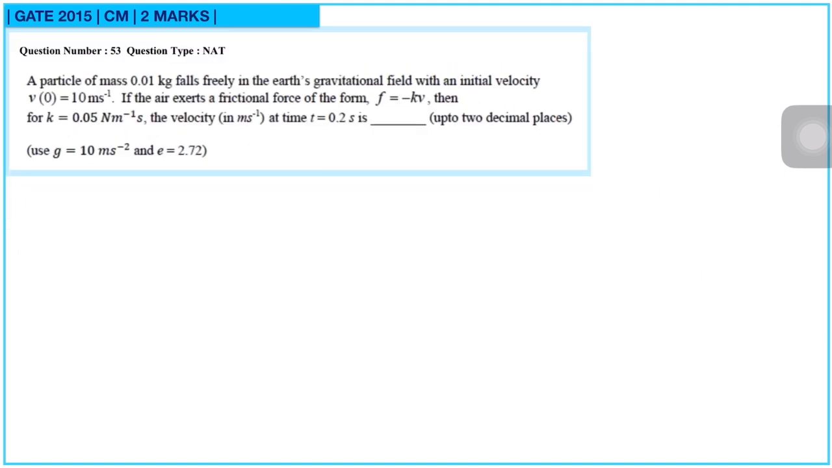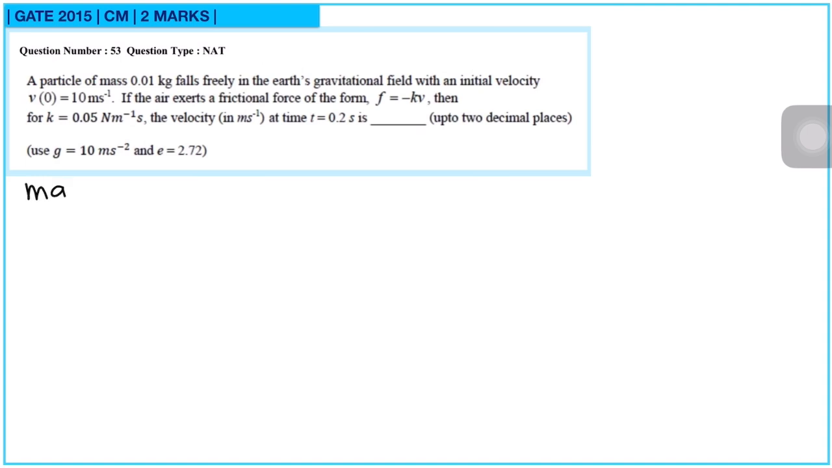Next question. A particle of mass 0.01 kg falls freely in the Earth's gravitational field with an initial velocity v0 equal to 10. If the air exerts a frictional force of the form F equal to minus kv, then for k equal to 0.05 newton per meter per second, find the velocity at time t equal to 0.2 seconds.